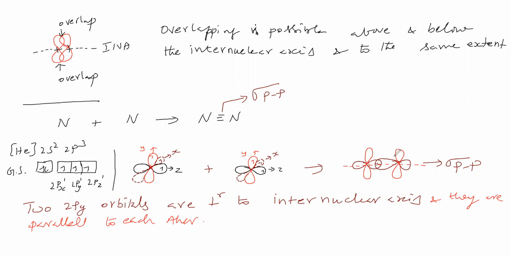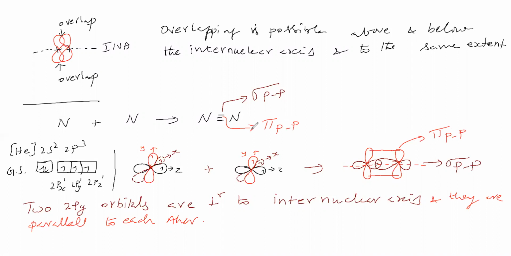Therefore, between them, lateral overlap is possible. Lateral overlap, in the sense, is called sidewise overlap. That means it will give a pi bond. That pi bond is formed by two 2py atomic orbitals. So we will take this pi bond, formed by overlapping of two 2py atomic orbitals.